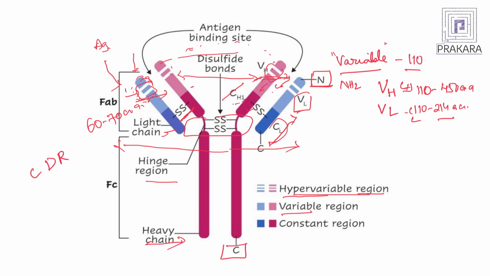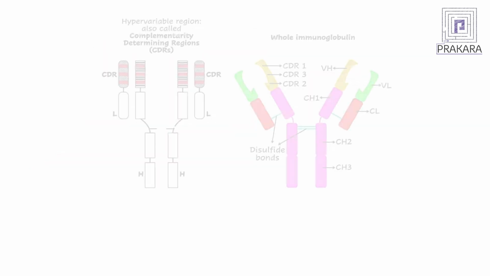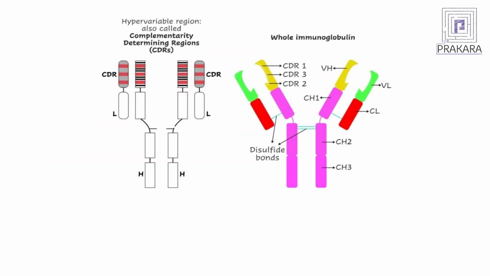Now we will see this in detail. We are talking about complementarity determining regions, that is, CDRs. These marked regions are your CDR regions. This is your whole immunoglobulin structure that we have learned. This is your CL, the light chain constant region. This is your VL, the variable light chain region, and this is your variable heavy region.